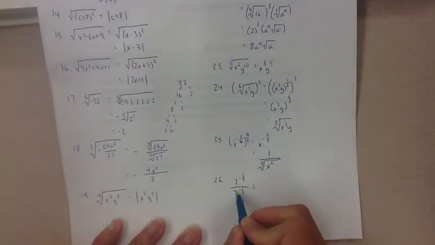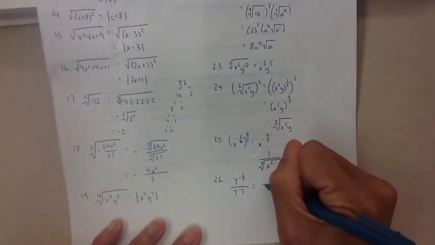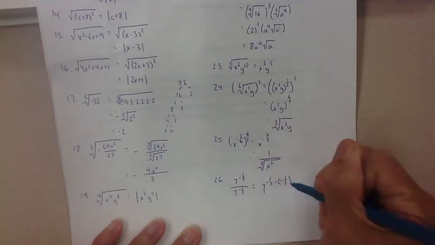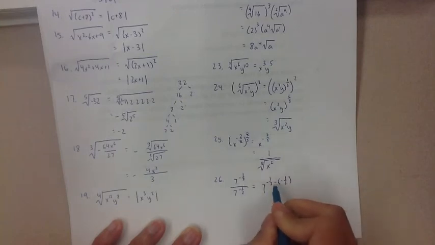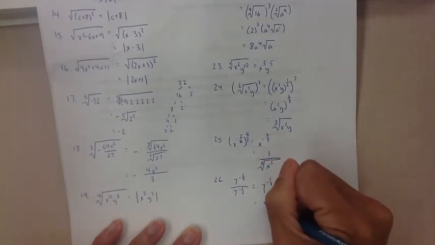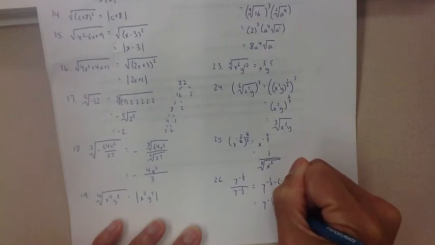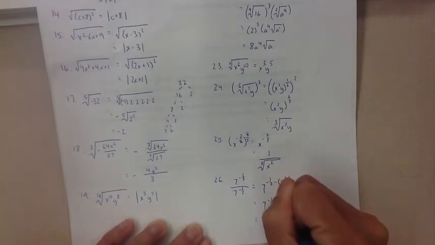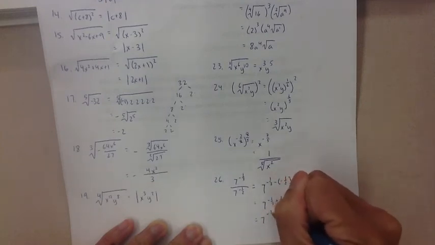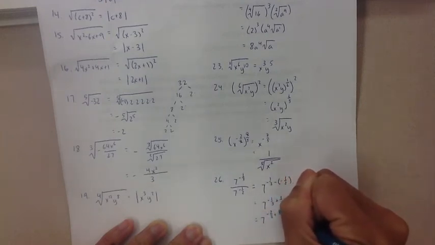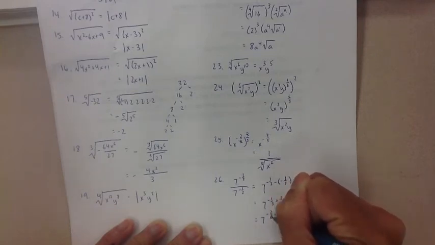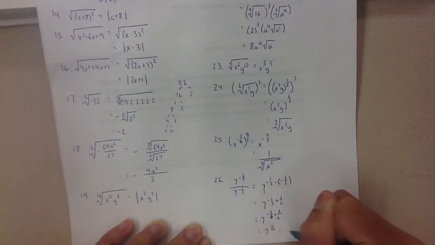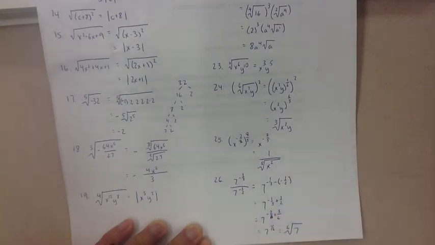What do we do when we divide things with the same base? This is the same thing as 7 to the negative 1/3 minus a negative 1/2 because we are dividing it. So we're going to subtract our exponents. This is 7 to the negative 1/3 plus 1/2, which once you get common denominators, this is negative 2/6 plus 3/6, which is 7 to the 1/6, which equals the 6th root of 7.